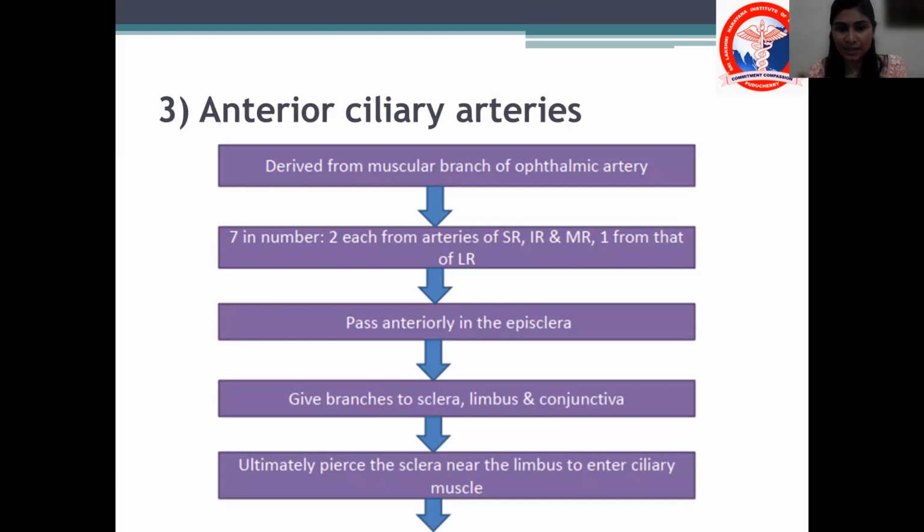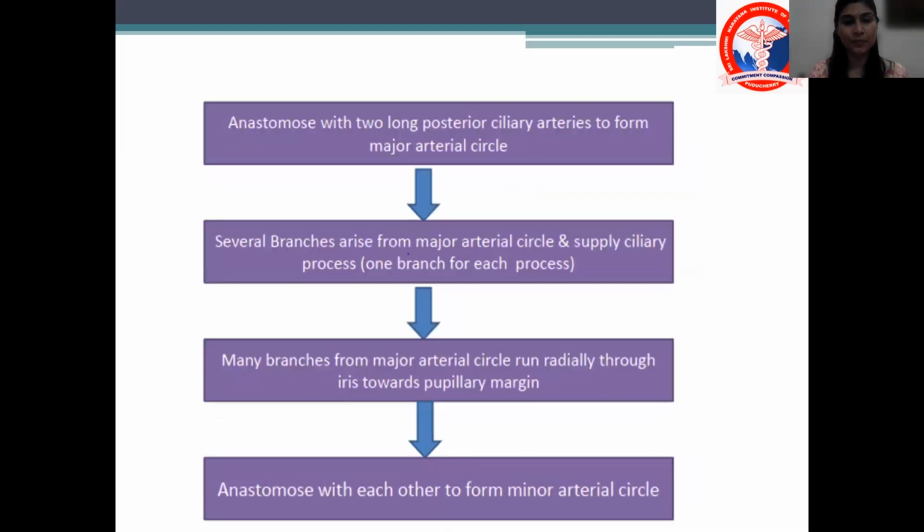They pass anteriorly in the episclera and give branches to the sclera, limbus, and conjunctiva, and ultimately pierce the sclera near the limbus to enter the ciliary muscles. They anastomose with the 2 long posterior arteries to form the major arterial circle, as we have seen previously, and several branches arise from the major arterial circle and supply the ciliary process. There is 1 branch for each process. Many branches from the major arterial circle run radially through the iris towards the pupillary margin and anastomose with each other to form the minor arterial circle.